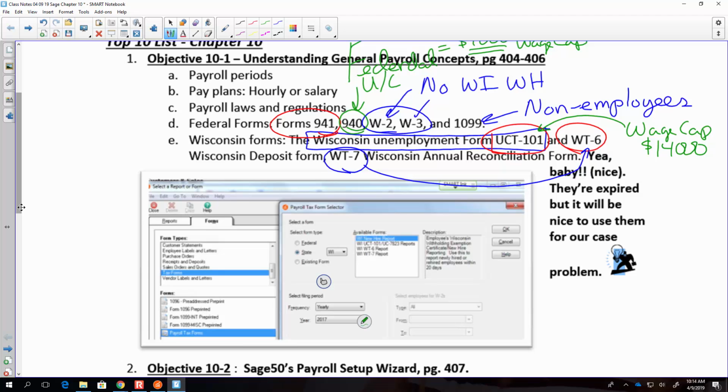What's nice with the software is you can print out the 3 that I do require. There are tax forms for payroll in the system. So you will use the system to generate a 941, a WT6, and a UCT 101. If you look at Wisconsin here, I know it's very small. The WT7 and the WT6 and the UCT 101 are all listed under Wisconsin. So let's go to the program. I'll show you where this is.